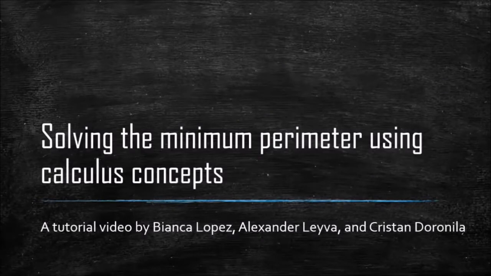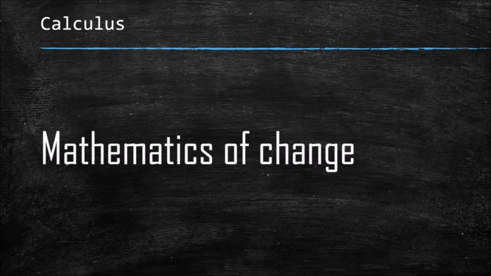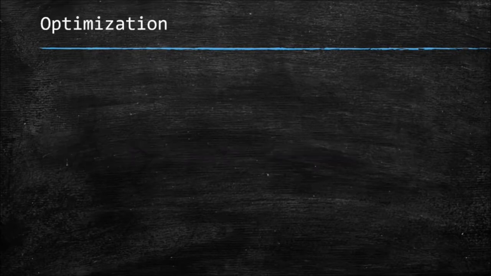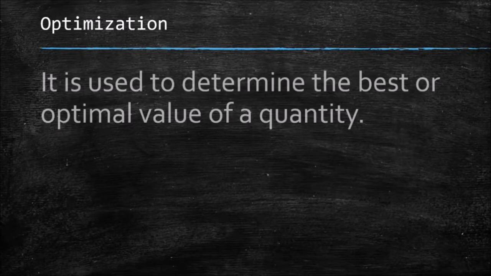Today, we will solve for the minimum perimeter using calculus. Calculus is the mathematics of change, and one concept of calculus is optimization. Optimization is used to determine the best or optimal value of a quantity. Let's take a look at the problem.